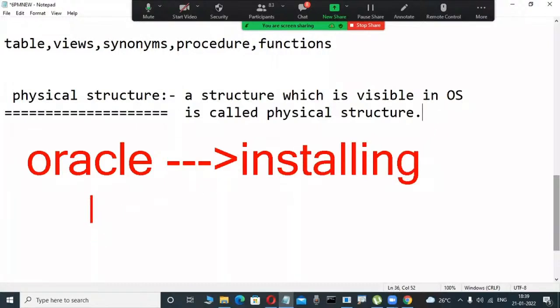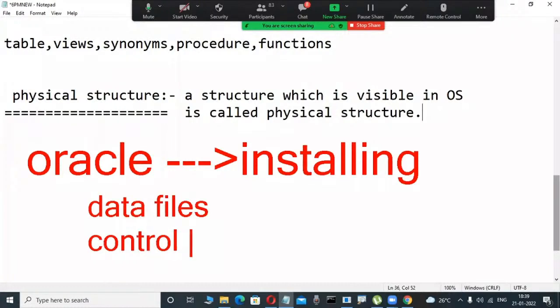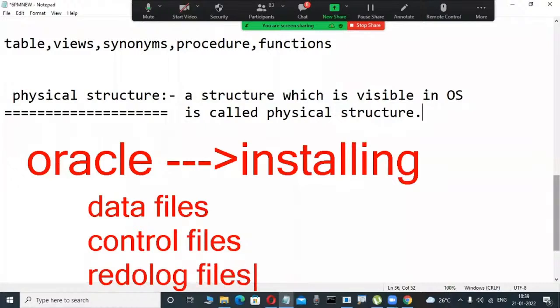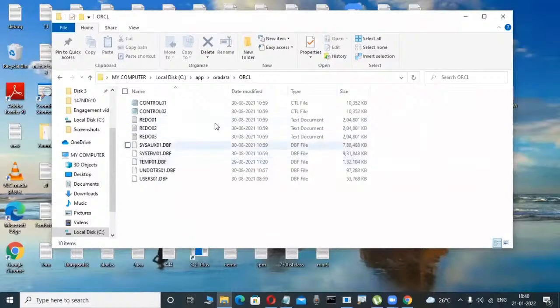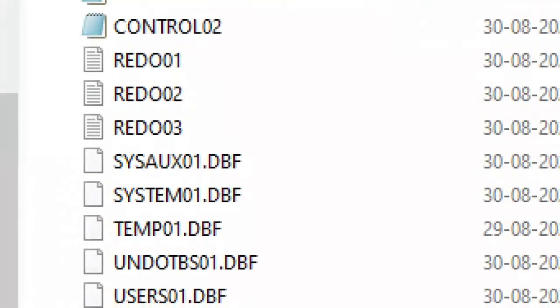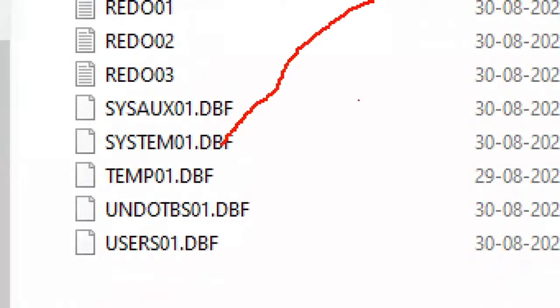Some physical files are created: data files, that is .dbf files, control files, and redo log files are created. You don't have an idea about all these things yet. In the future DBA concept, I'm just giving a rough introduction in our course. Observe here, whenever I'm installing Oracle software, some files are automatically created in the disk, in the C drive or D drive. These are data files, .dbf files.